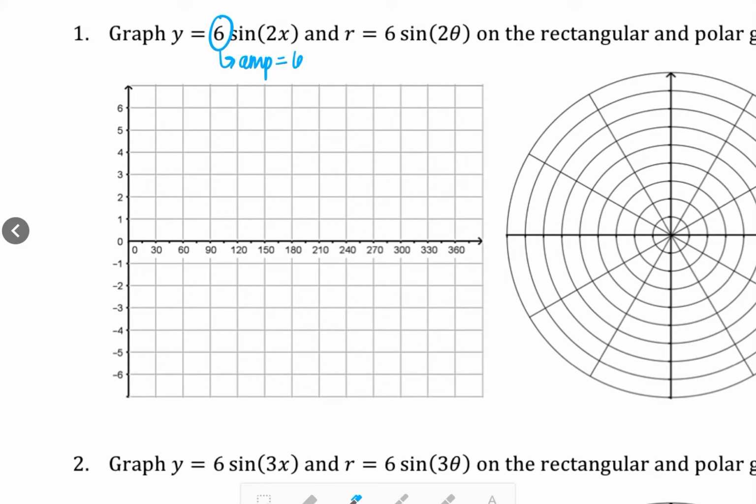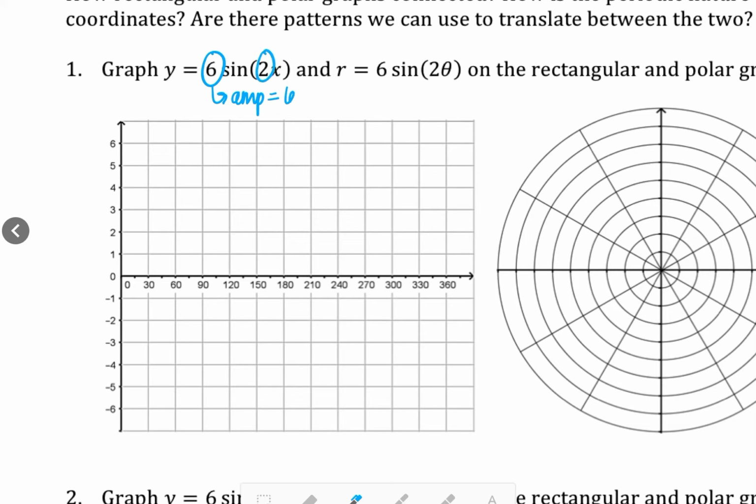This tells us that our sine curve is going to go up to 6 and down to -6. And this 2 right here is our frequency, telling us that our full circle, or our full rotation, is not going to be 360. It's now going to be 180. So when I graph this sine function, I'm starting right here at 0 and I'll come full circle by 180.